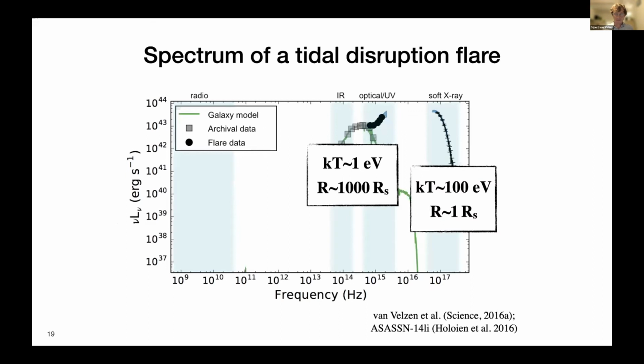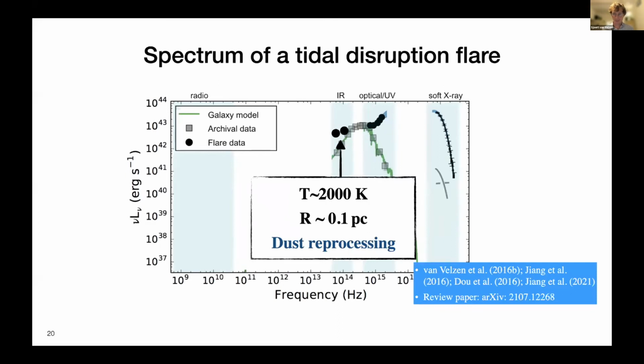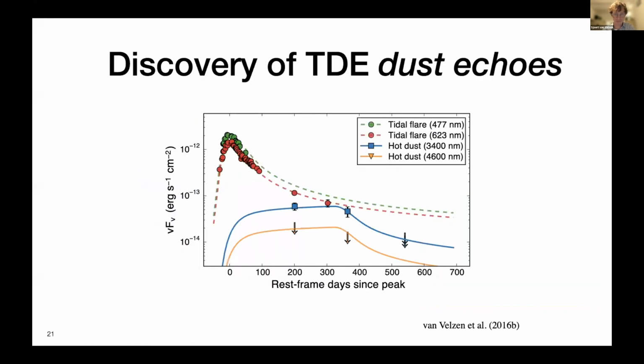So here is the spectrum again that I already showed. So let's look at one other wavelength, namely the infrared. So here is another piece of emission that you can see, which is a much lower blackbody temperature, and it's due to dust reprocessing. So we see dust echoes from tidal disruption events.